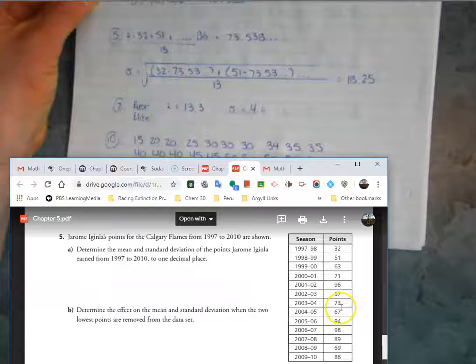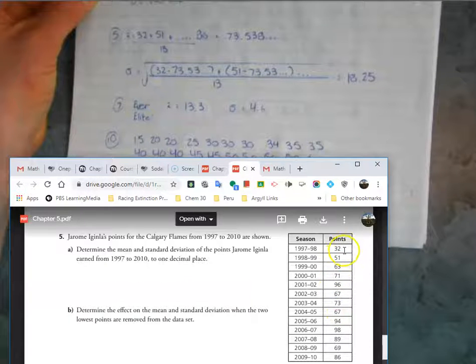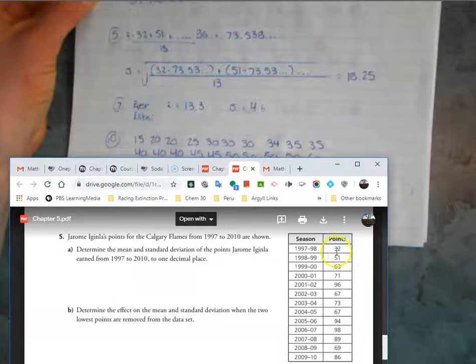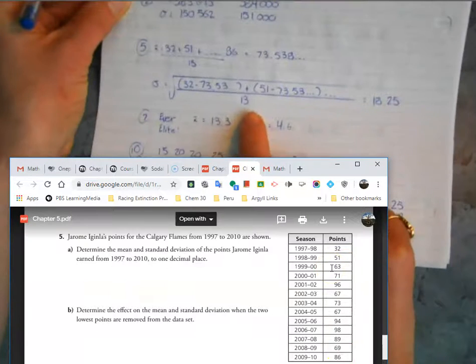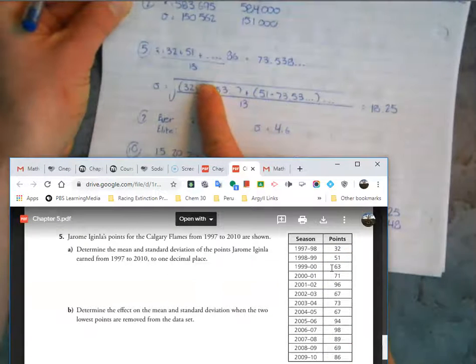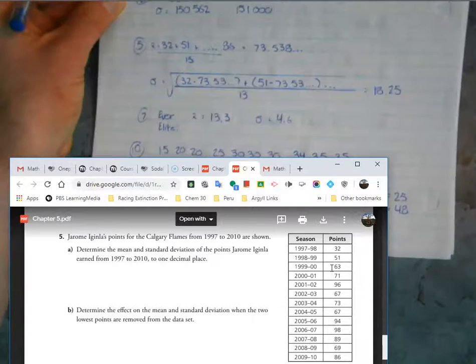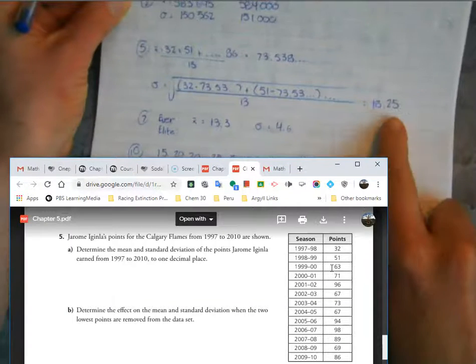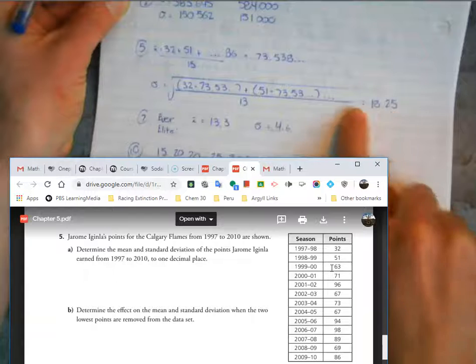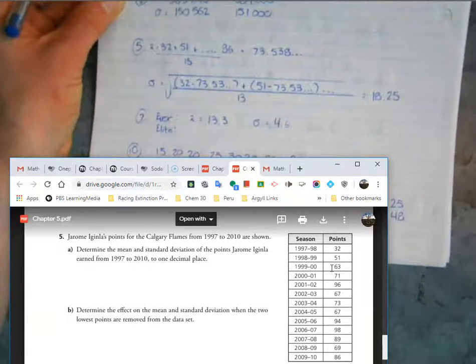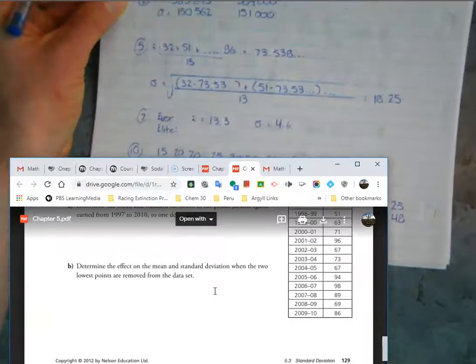So you would go through and ask, what are his lowest points? Looks like 32 and 51, so his first 2 seasons were the lowest. You just get rid of those 2, so now you're only going to have 11 data sets to work with. Remember, that means you're only going to divide by 11 as well. You're going to do the exact same math, and then you can say how that affects it: does his standard deviation increase or decrease? His average should go up if the 2 lowest data points are gone.